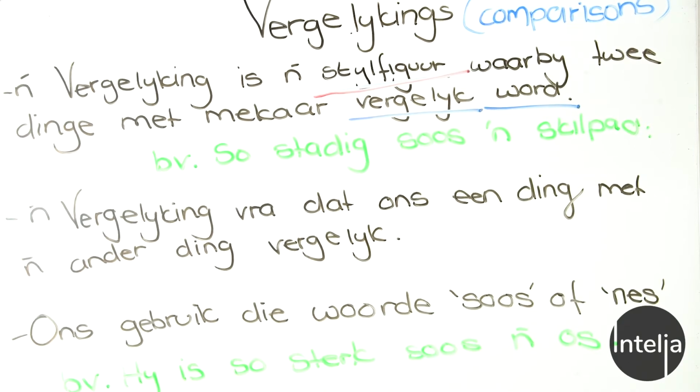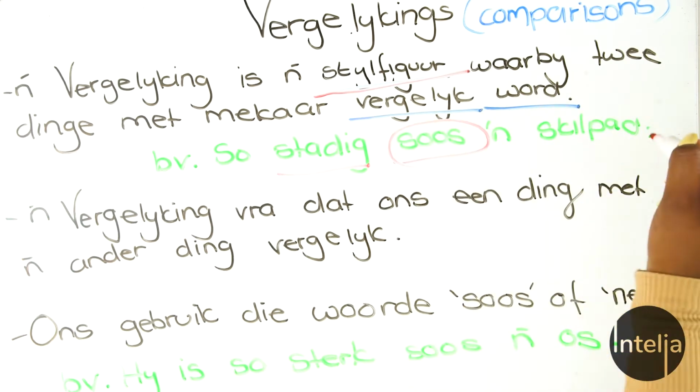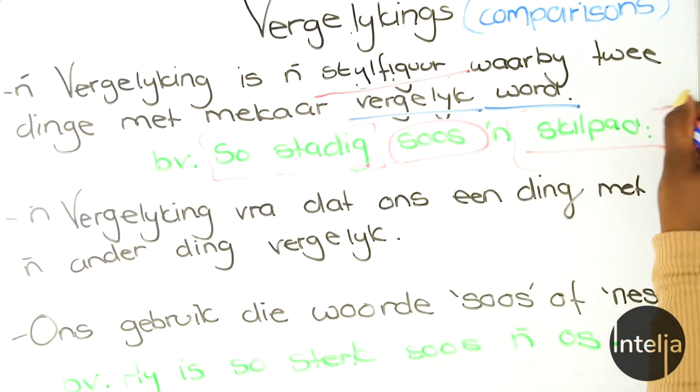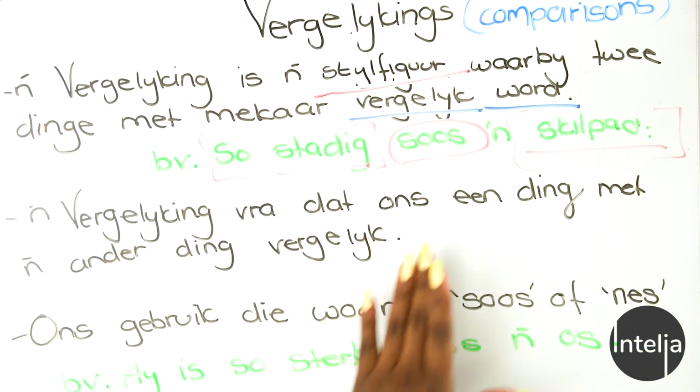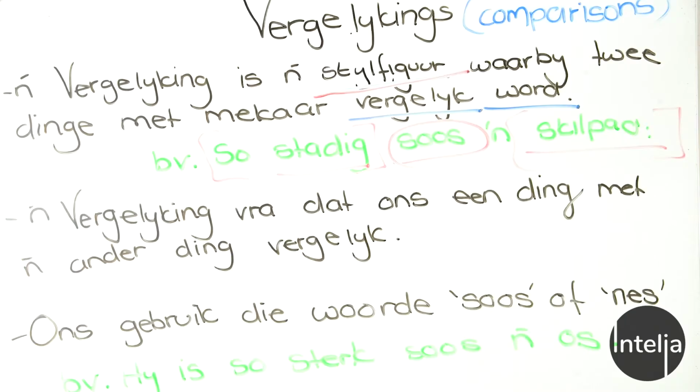For example, soos stadig, soos 'n skilpad, as slow as a snail. Okay, so as slow as a snail. Now, what are we comparing to? We're comparing how slow something is to how slow a snail is. And we are using soos as our bridge gap because we are not saying that that's exactly what it is, but we are saying that it's like what it is. Okay?